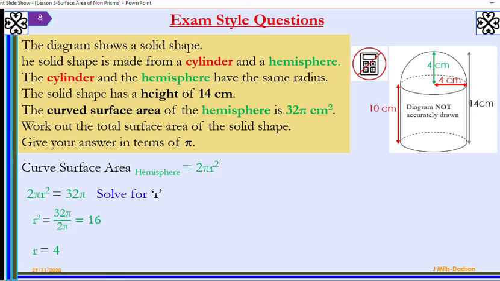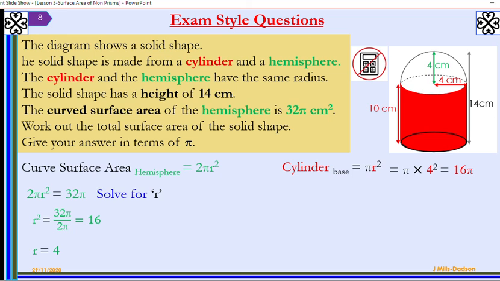Now, we've already been given the curved surface area of the hemisphere. All we need to do is work out the curved side of the cylinder and the bottom circular base of the cylinder, and add these two answers to the curved side of the hemisphere. So we start. The circular base is a circle, which is pi r squared. Our radius is 4, so that will give us 4 squared times pi, which is 16 pi. So I now know my cylinder base is 16 pi.